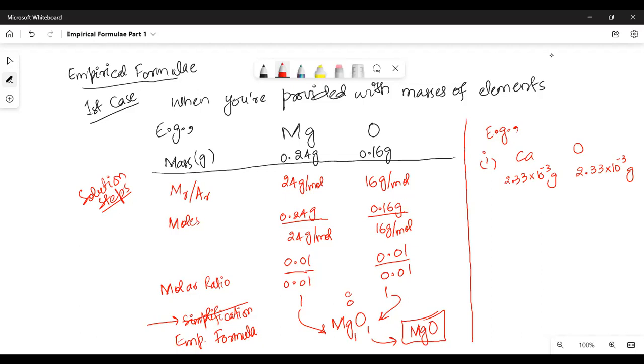So I hope your starting steps were that you put the AR for calcium as 40 grams per mole and that of oxygen as 16 grams per mole, right? And then you divided both of these values and you took out the answer for moles. So the number of moles for both were, what was the answer for calcium after division?